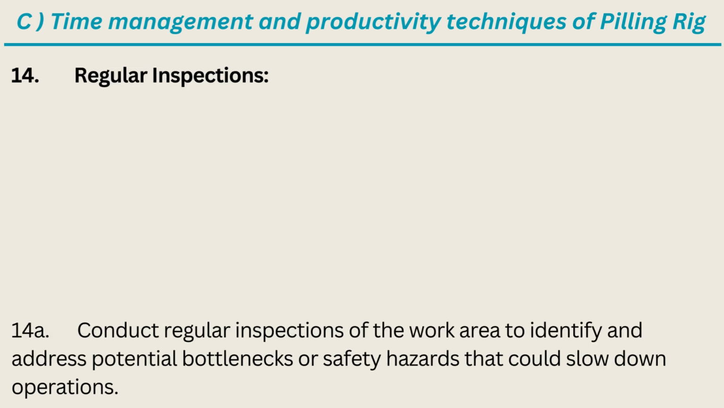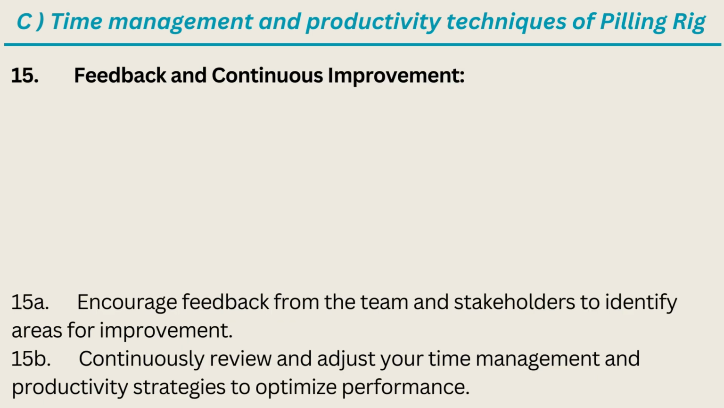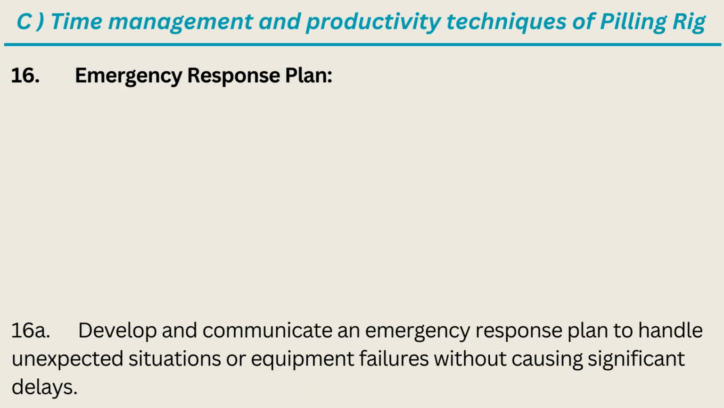14. Regular inspections. 14A. Conduct regular inspections of the work area to identify and address potential bottlenecks or safety hazards that could slow down operations. 15. Feedback and continuous improvement. 15A. Encourage feedback from the team and stakeholders to identify areas for improvement. 15B. Continuously review and adjust your time management and productivity strategies to optimize performance. 16. Emergency response plan. 16A. Develop and communicate an emergency response plan to handle unexpected situations or equipment failures without causing significant delays.